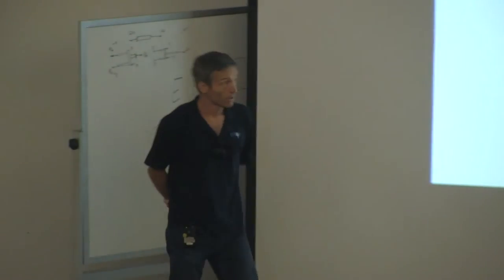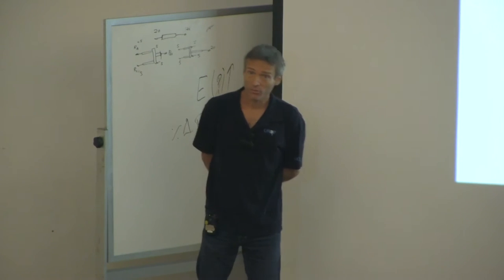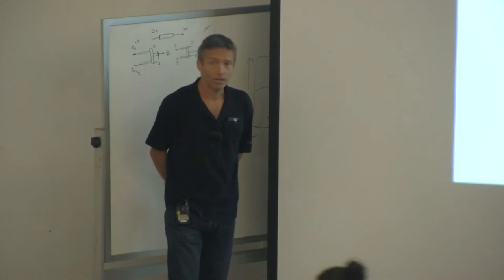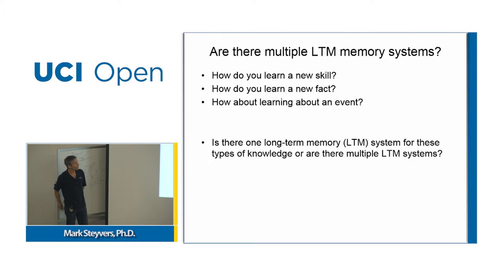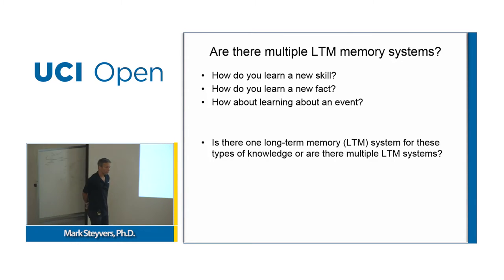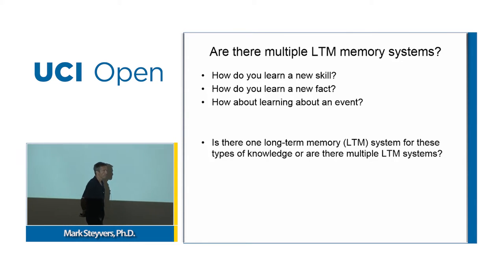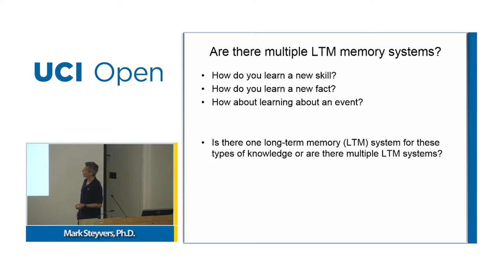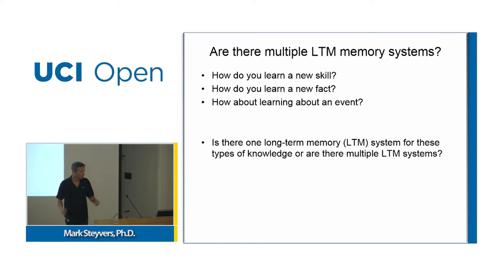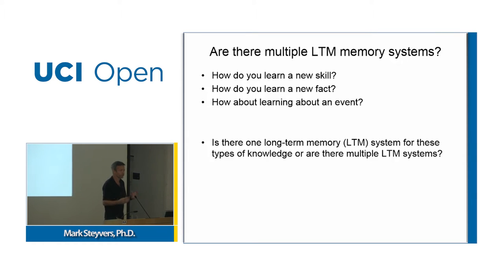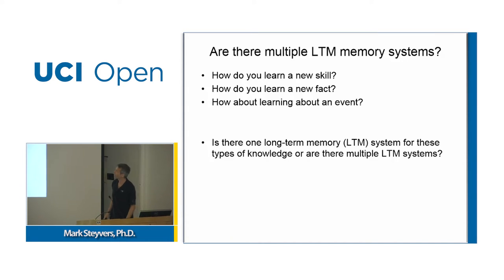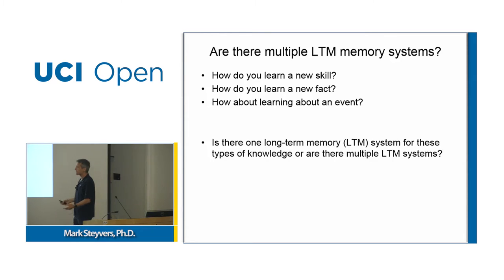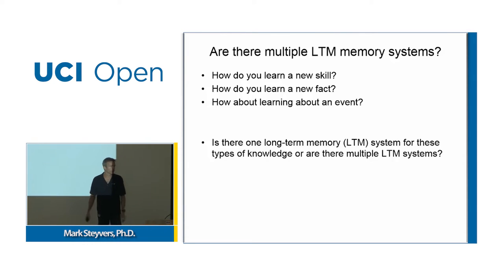Okay, so today we'll talk about memory systems and amnesia. So one question is, if we have long-term memories, are they stored in separate memory stores? Or is it just one store for all information in long-term memory? When we learn a new skill, where do those memories go?